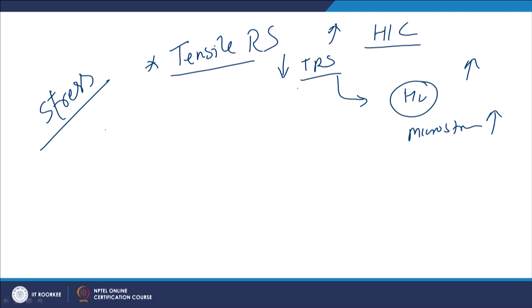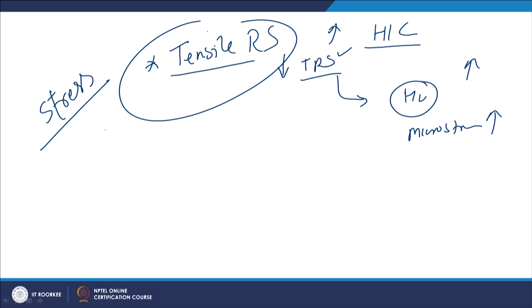So, if we can apply methods like shot peening or shot blasting or post weld heat treatment, which will help us in reducing the tensile residual stress magnitude, then that will certainly help in reducing the tendency for hydrogen induced cracking.